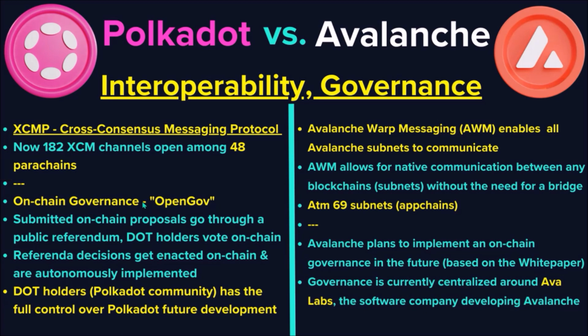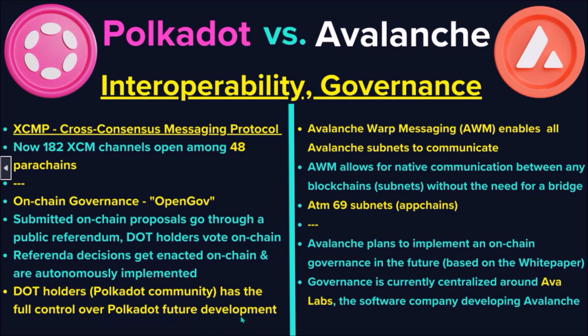By contrast, Polkadot has launched its on-chain governance OpenGov already a few months ago. Every DOT holder is free to submit an on-chain proposal, and all DOT holders can vote on on-chain referenda. And referenda decisions get autonomously enacted and implemented on-chain, so DOT holders have full control over the future development and direction of Polkadot.